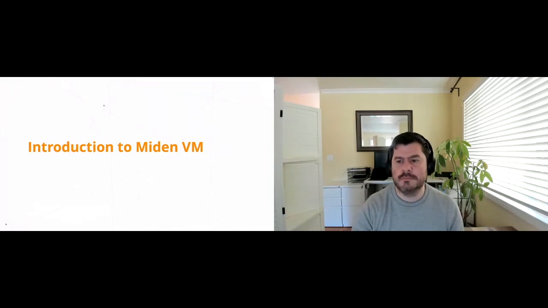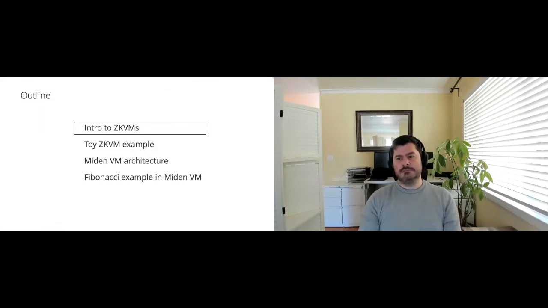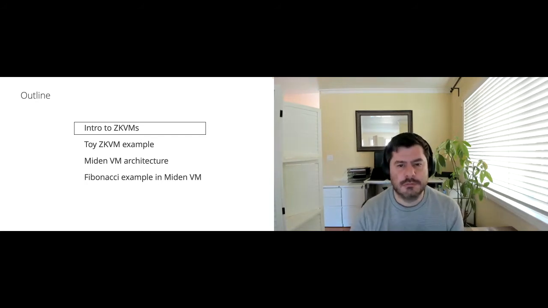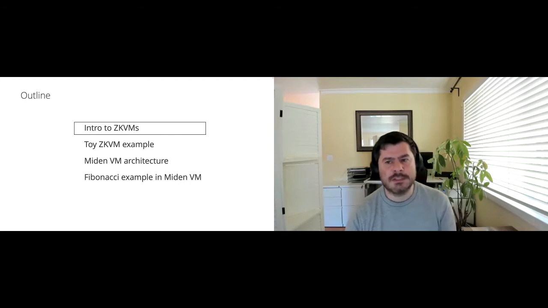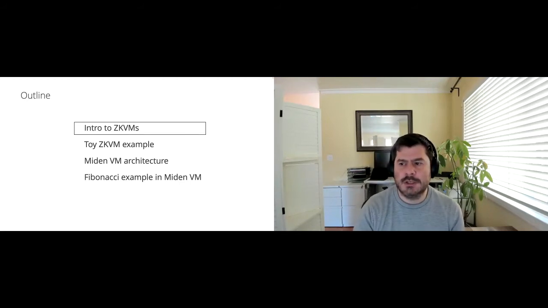So the things that I would like to cover during this talk is just do a quick introduction to ZK VMs and explain what they are, why do we even care about them, and some design considerations that we think about when we build this type of VM. Then go through a very simple toy example of what it would take to build a ZK VM in a STARK context, and then give a very short deep dive on the architecture of Miden VM, and then show how we could code, let's say, a Fibonacci sequence in Miden VM, or how we would prove execution of a Fibonacci sequence in Miden VM. All right, let's jump in.